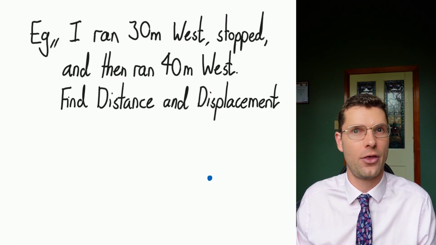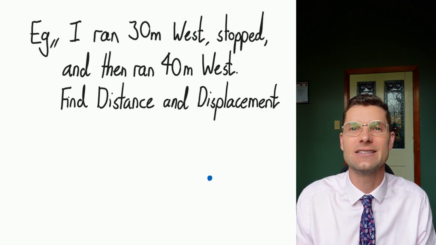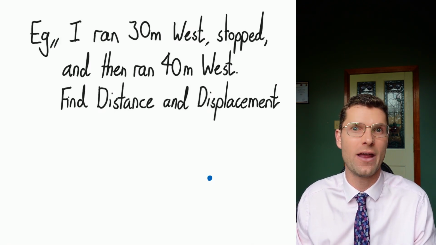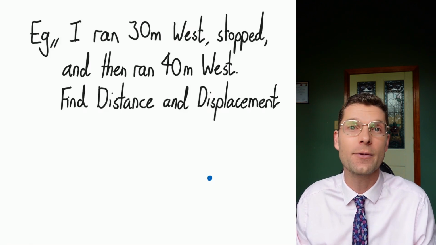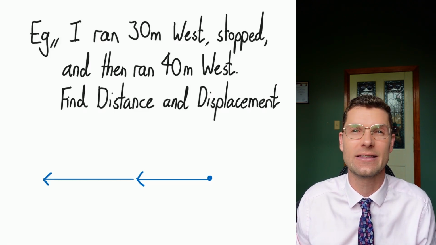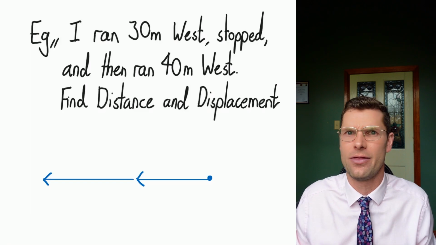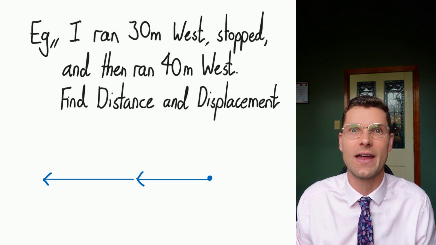Let's just say I went 30 meters west and then another 40 meters west. I need to find the distance and displacement that I went in this scenario. I'm going to draw out arrows just to really help me out. These vector arrows are incredibly important, and I would highly recommend doing the same when you answer these questions. So to start off, I went 30 meters west. Pretty easy, write that down.